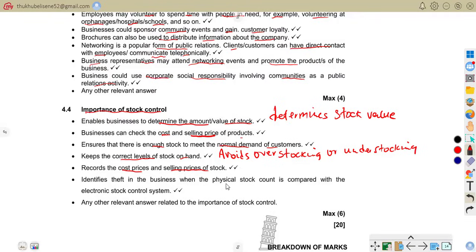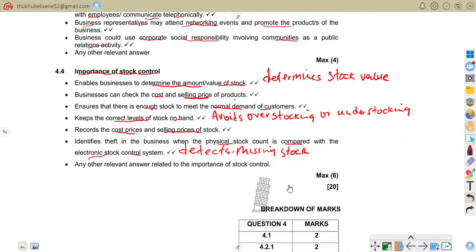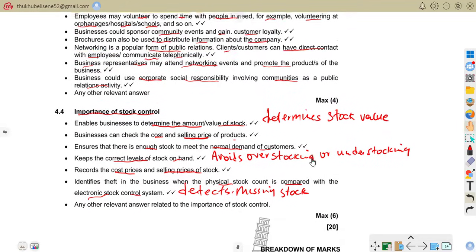It identifies theft in a business when the physical stock count is compared with the electronic stock control system. So it detects missing stock, because the physical count shows missing items. Any relevant answer related to the importance of stock control is acceptable. So this is the end of the presentation.